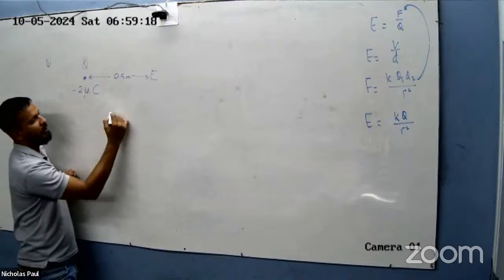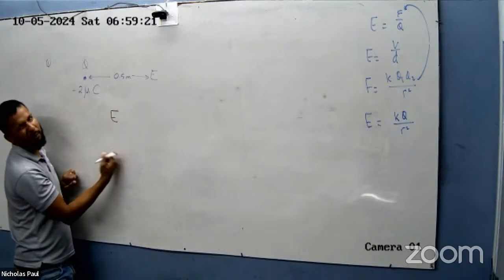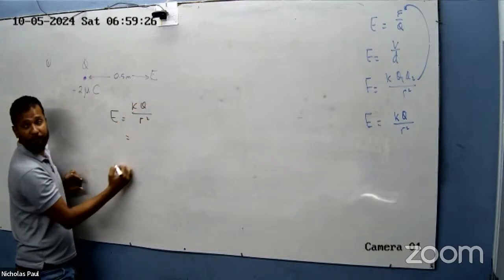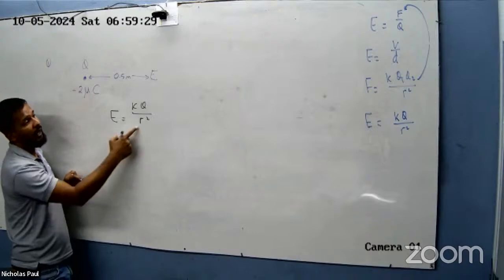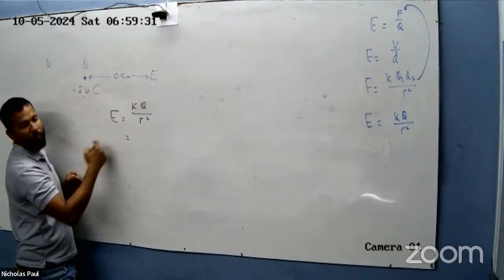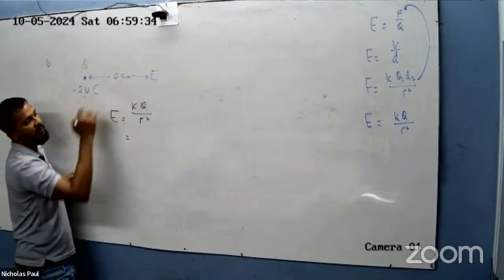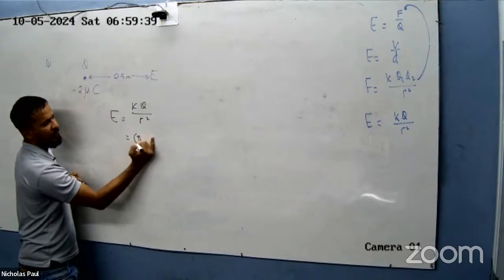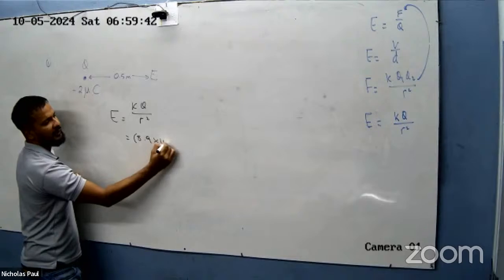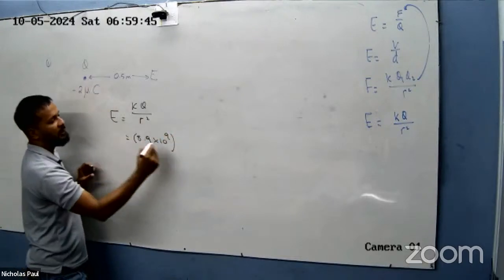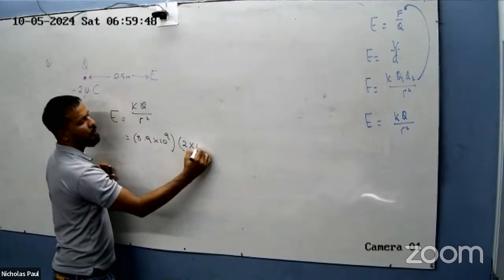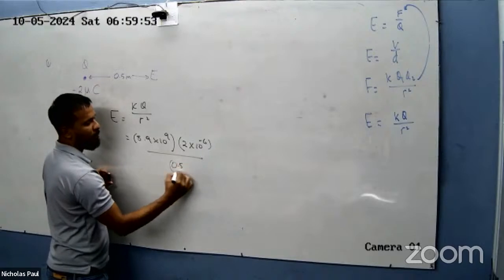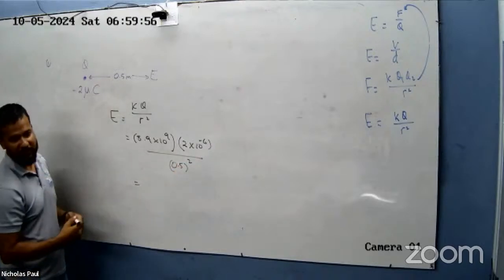E is equal to KQ over R squared. R is separation, so R can work as D. What was K again? 8.9 by 10 to the 9. And the charge we have here is 2 by 10 to the minus 6. And the separation is 0.5 squared. How much is that?